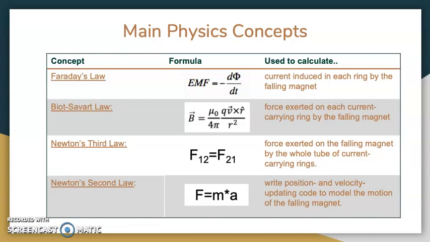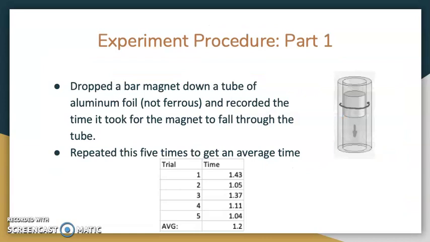opposite forces, and it was used to determine the force exerted on the falling magnet by the whole tube of current carrying rings, and then lastly Newton's second law, which was used to write the position and velocity updating code to model the motion of the falling magnet. And these concepts were used primarily throughout the computational section.